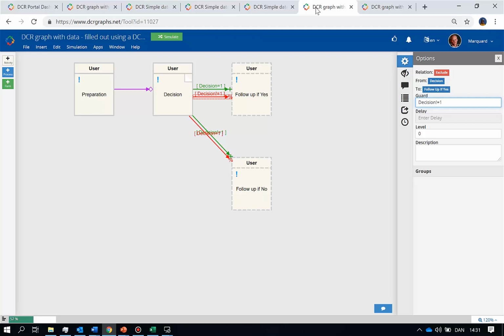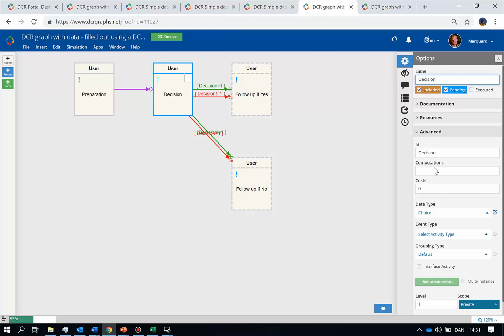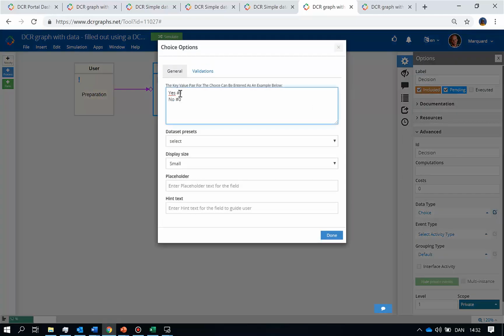We notice that the decision activity had a marking in the upper right corner. This is indicating that this is a data activity. We click the decision activity and the advanced option and notice that the data type is set to choice. We right click on the icon to the right and see that we have set yes to 1 and no to 0.